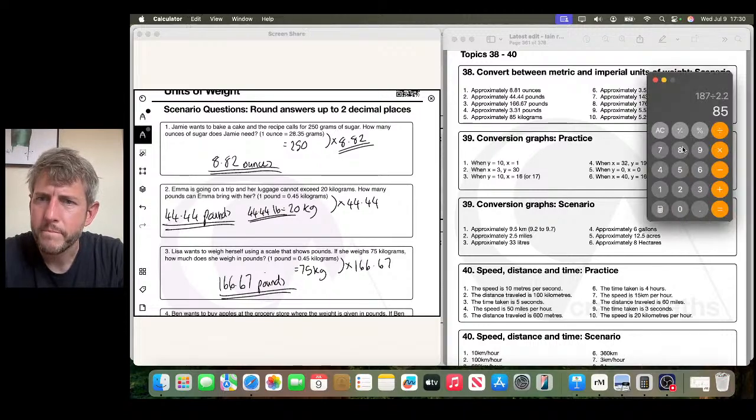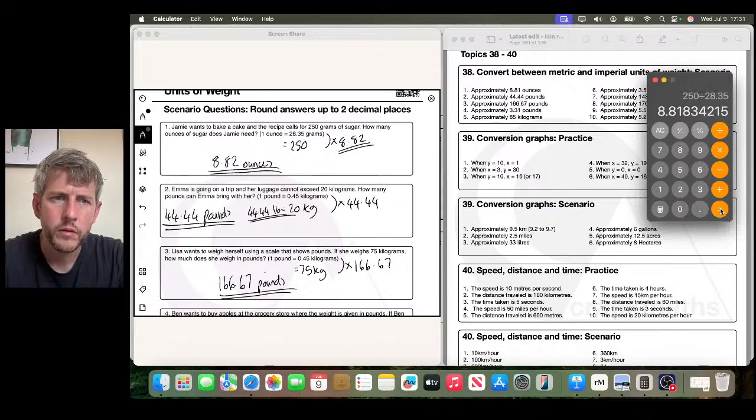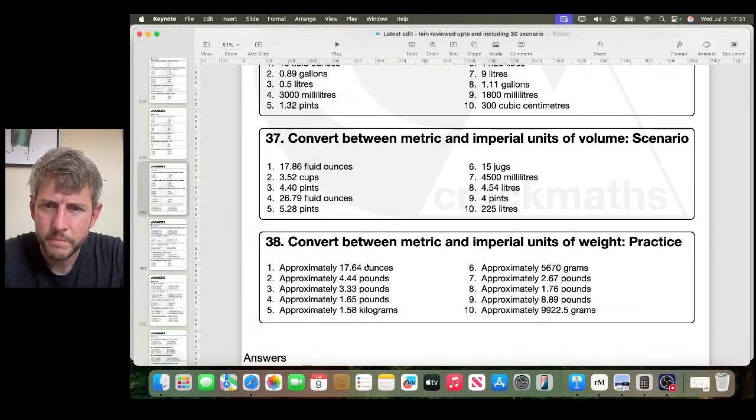So, 28 point... Oh, no. We want 250 divided by 28.35. Nope, that will definitely round to 8.82. Let me just fix that in the mark scheme.